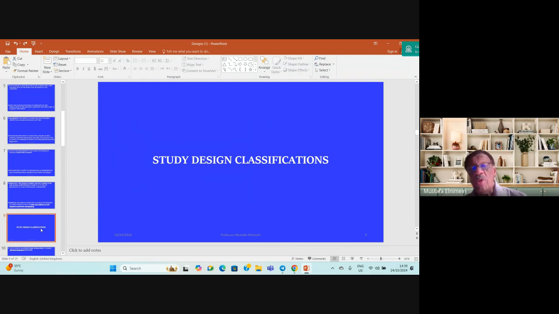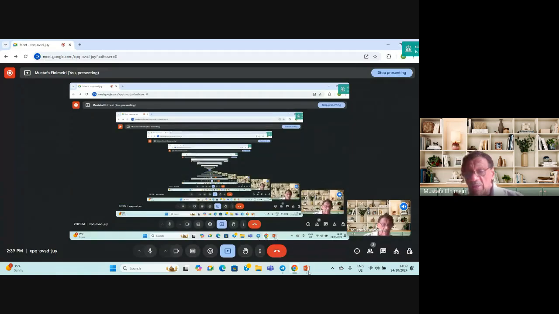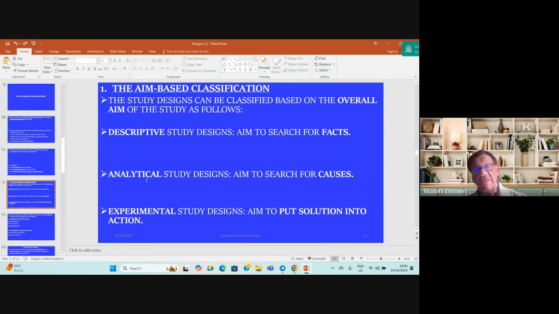Now we come to discuss the study design classifications. Study designs are structured approaches to address specific research questions, and they formulate approaches and mechanisms of the study conduct, such as the sample size estimation and the sampling technique, the data collection methods, the data analysis plan, ethical considerations, etc. There are many classifications of the research design, resulting in confusion and dilemma. For example, we have the aim-based classification, the epidemiological classification, and the investigator's role-based classification. We are going to discuss each classification and look at how they are related to each other.